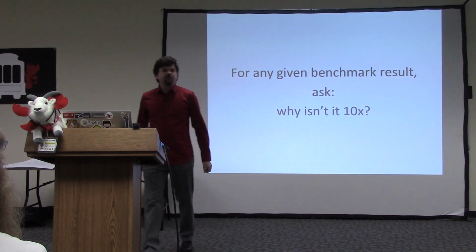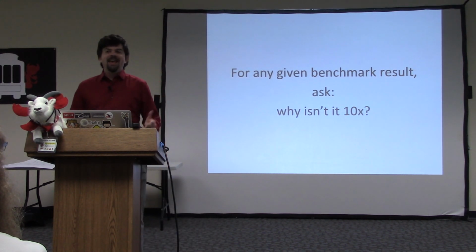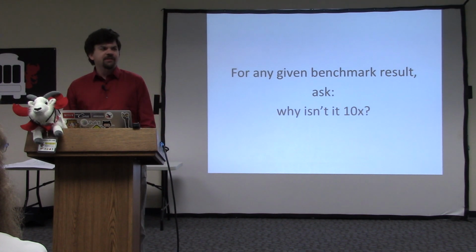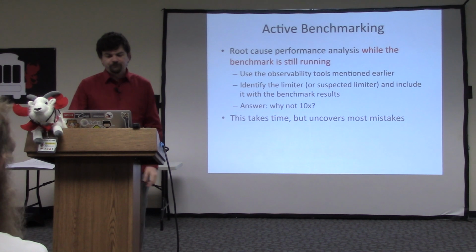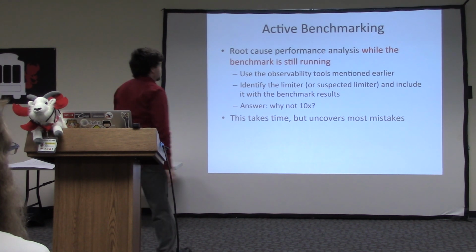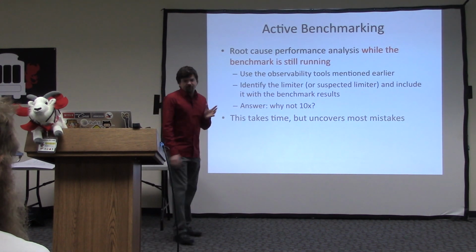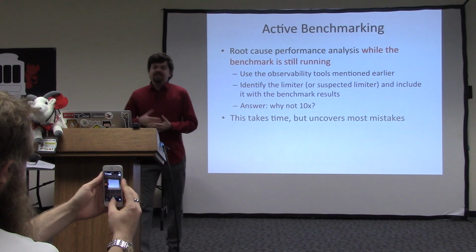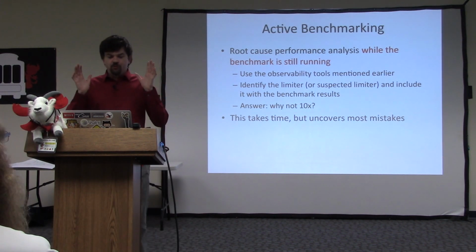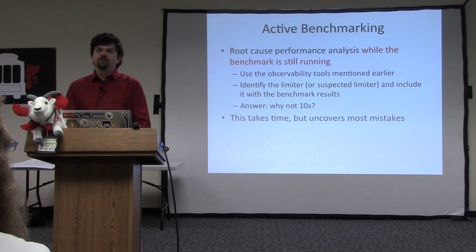So I've done 1,000 requests per second. Why isn't it 10,000? Answer that question. And the process of answering the question will unveil a lot of the mistakes you've made. And that's active benchmarking. With active benchmarking, it's a methodology that I've been documenting. It's pretty simple. It is root cause performance analysis while the benchmark is still running.